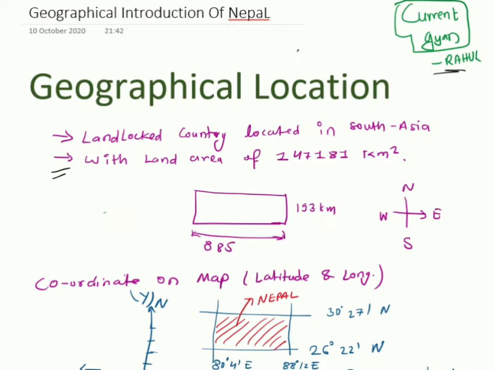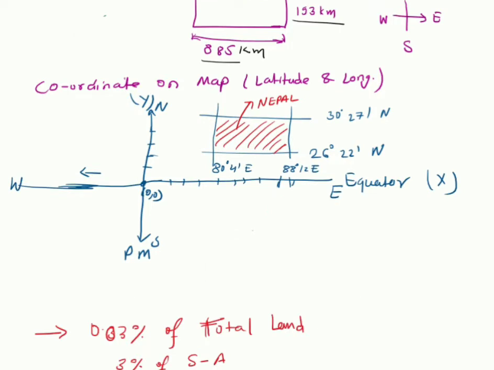If I talk about the land area covered by Nepal, then it is 1,47,181 square kilometers. If you talk about the length of Nepal, then it is 885 kilometers and the width is 193 kilometers. So let us discuss the location on the map by latitude and longitude.